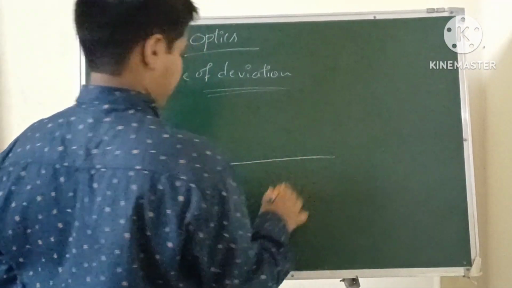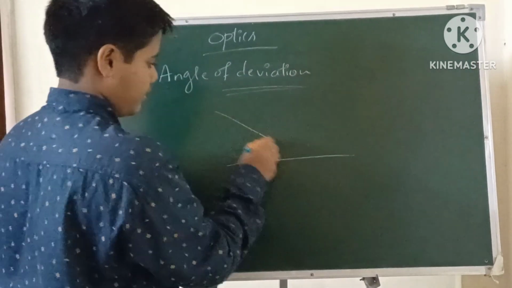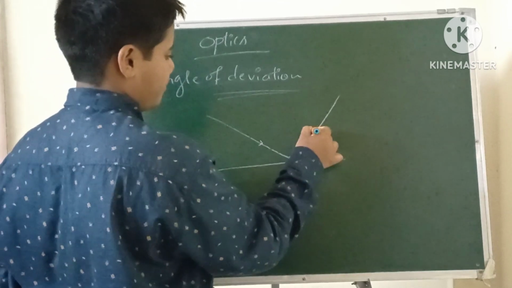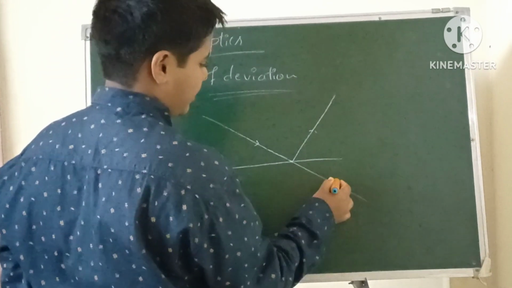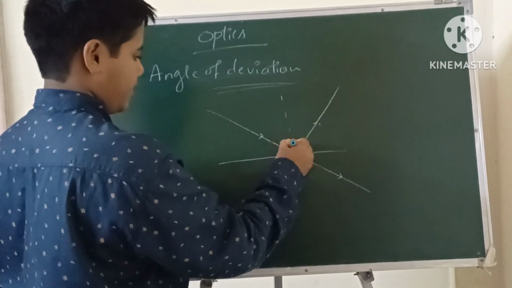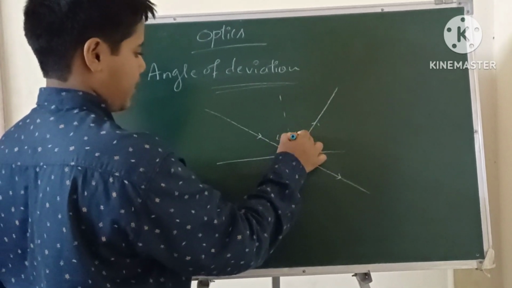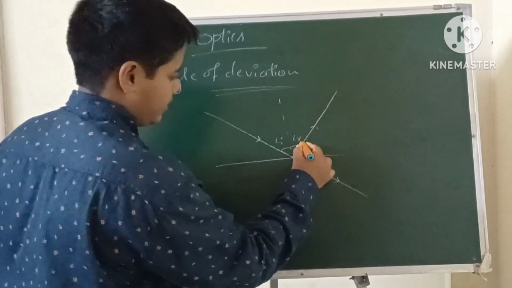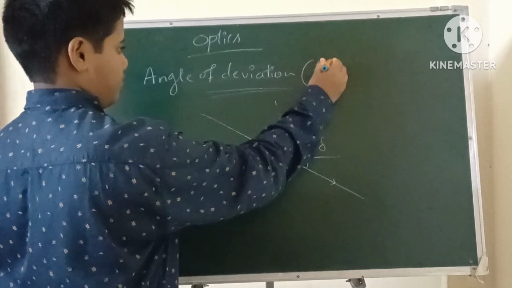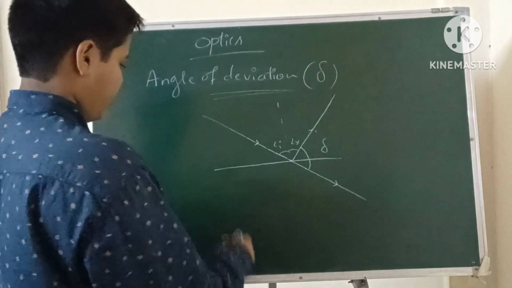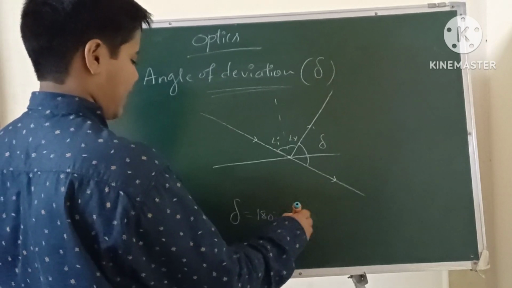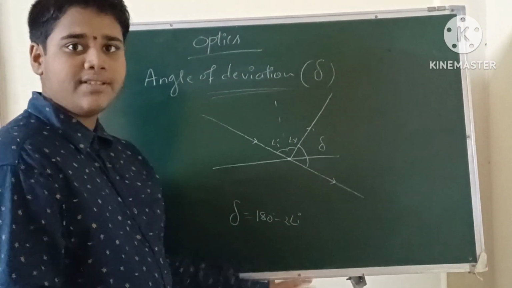we learnt that this is a plane mirror, incident ray, and this is reflected ray, and this is extended incident ray. Okay, this is normal, angle of incidence and this is angle of reflection, and this angle is angle of deviation. Okay, so in this angle of deviation is equal to 180 minus 2 angle I, 2 angle of incidence.